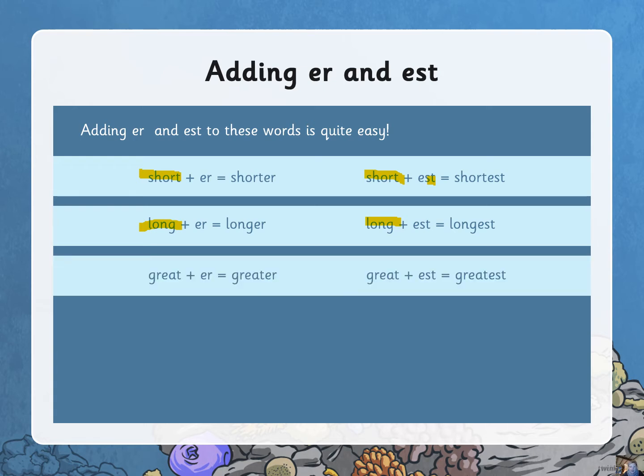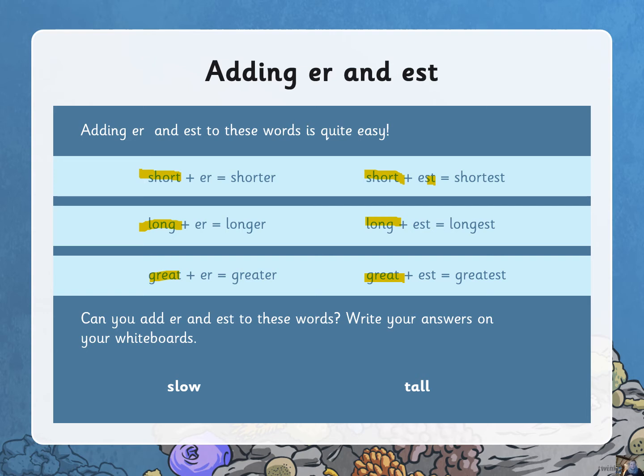Again with great. Greater, greatest. The root word stays the same. Can you add er or est to these words and write your answers on, well, I've got whiteboards because obviously this would be for the classroom, but write it on a piece of paper, or maybe can you spell them out loud?